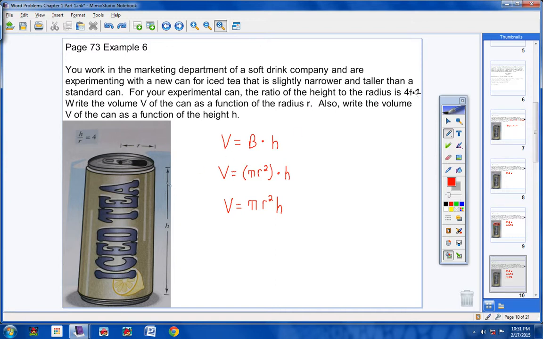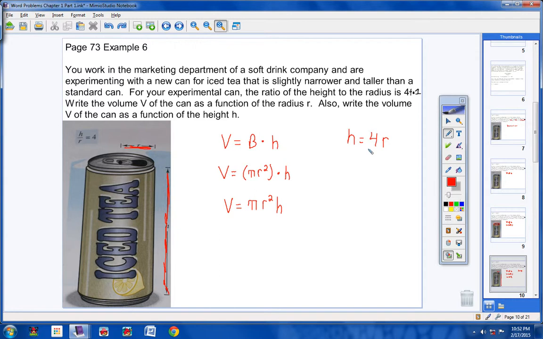In other words, see this height right here? It's 4 times as big as the radius. I can write an equation about that. The height equals 4 times the radius. That's a true statement, is it not? Whatever the radius is, multiply it by what? 4. And it equals what? H.